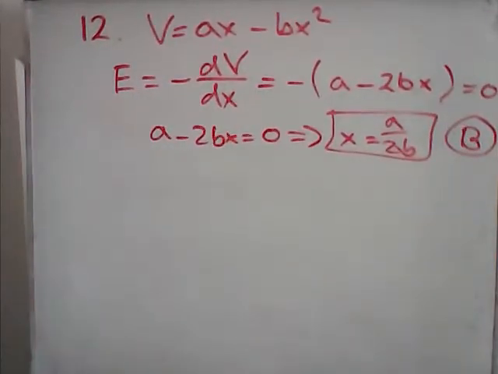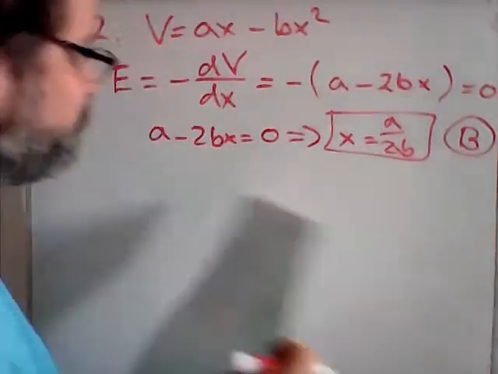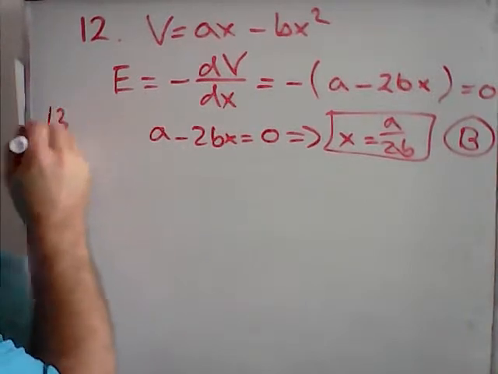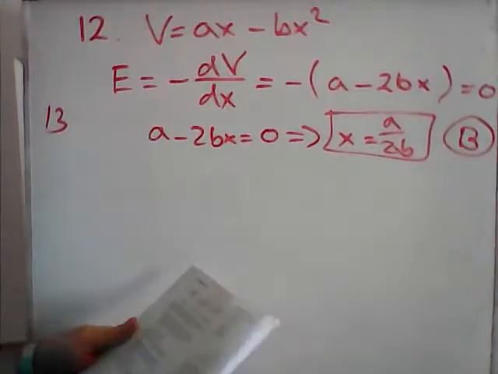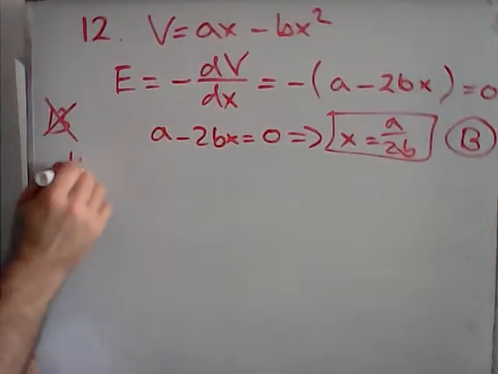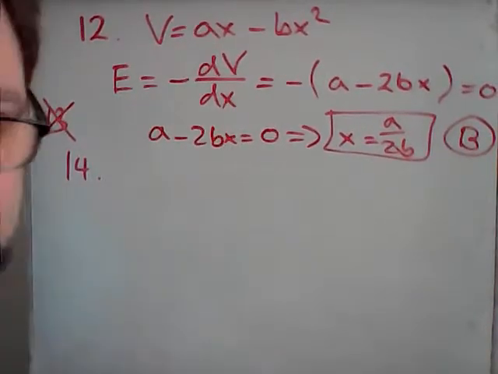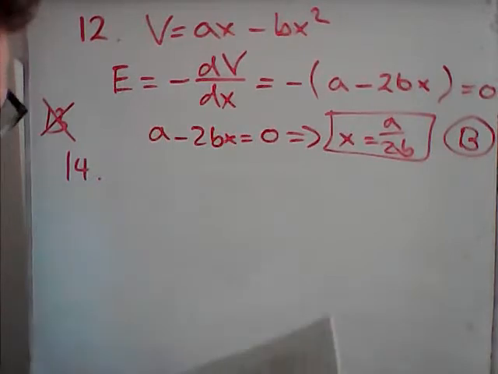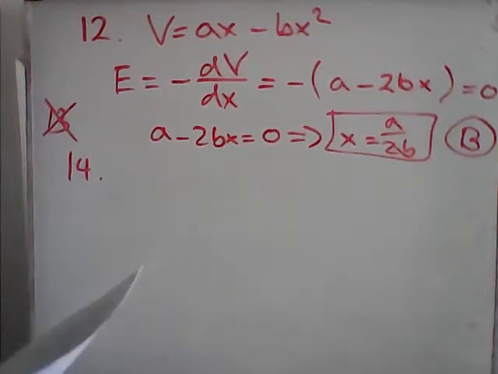Now, scooching along. Question 13 is a magnetic field question, so we can skip that. And moving along, question 14 asks about two spheres that are connected.